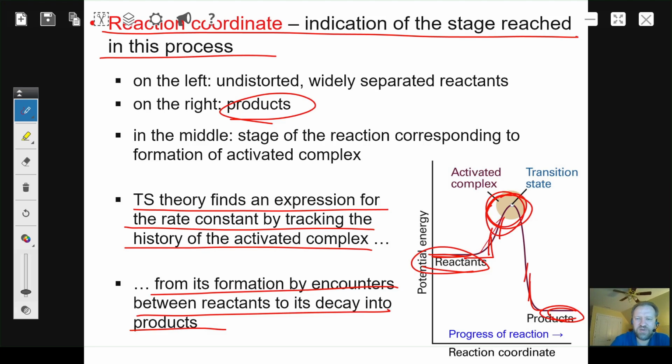So again, that's where it starts to form, and until it decays into products. Okay, so again, the idea here is to study the events that lead to the formation of the activated complex, the geometrical changes that the activated complex undergoes, and that eventually allow it to fall to produce products.